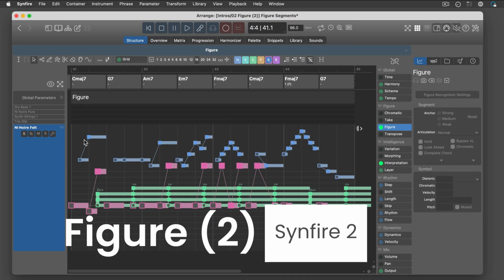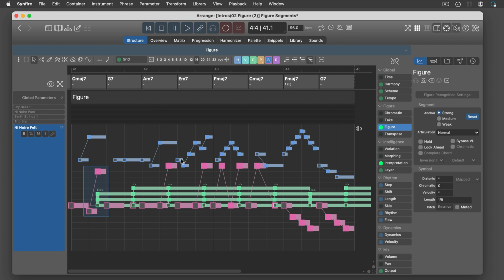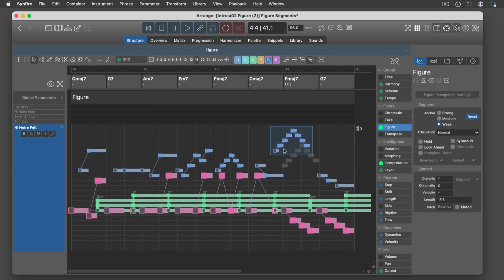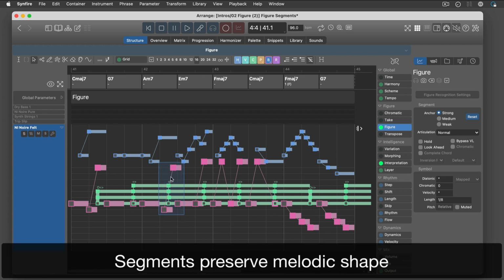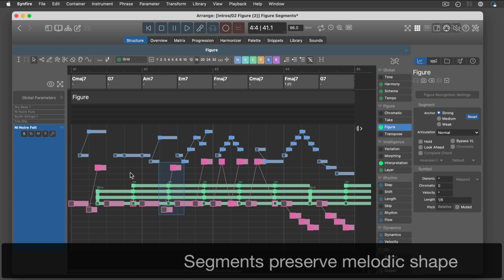Today, I will show you how figure segments work. The figure parameter contains small units of musical expression, called segments. A segment consists of one or more symbols. It represents a chord, a melodic run, a bass movement, or anything you want it to be. The purpose of a segment is to preserve its melodic shape, no matter what harmony you throw at it.